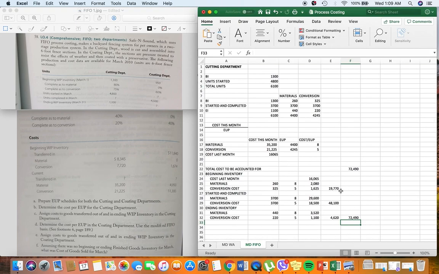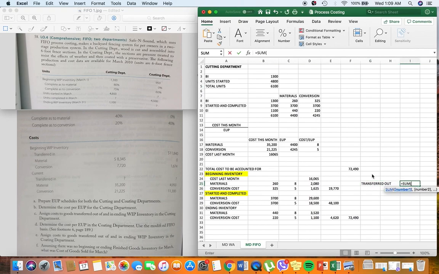So, what we'll do here is that, syempre, 'di ba? The beginning inventory and the unit started and completed are both completed units, 'di ba? Actually, hindi nga siya completed kasi it will be transferred to the next department. So basically, transferred out natin 'yan. So kung ganun, 'di ba? Syempre, we have to compute for the transferred out cost. 'Di ba? Cost of the transferred out units.